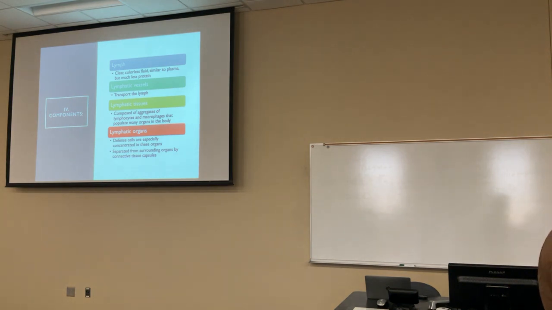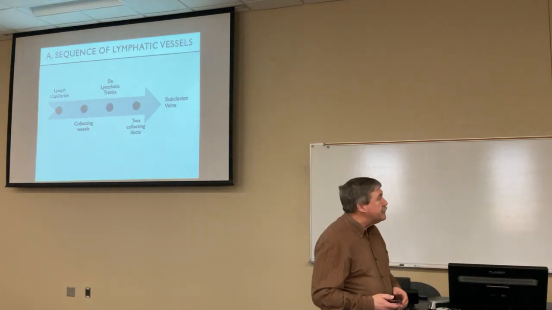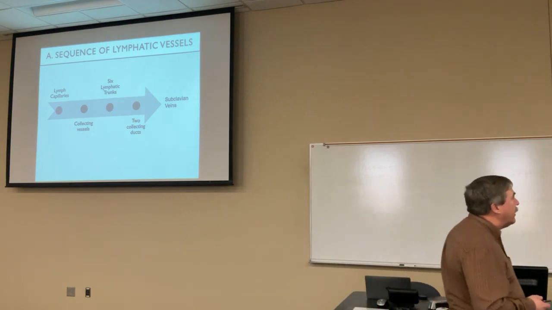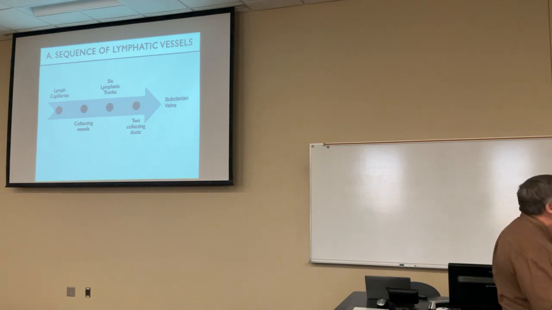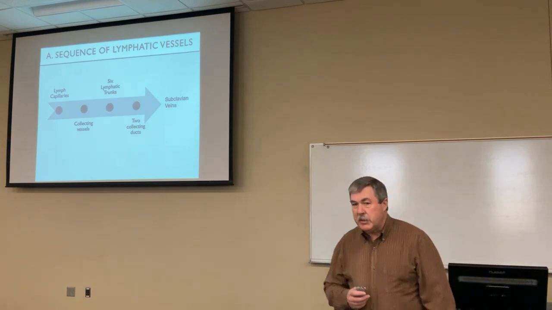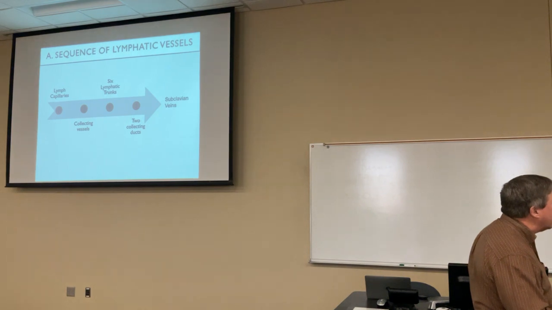And so they're usually separated from other organs by a very distinct layer of connective tissue. All right, so the sequence of the lymphatic vessels, which are just one of the components of the lymphatic system, start with the lymph capillaries. Lymph capillaries is where the lymph is absorbed by the lymphatic system. We'll take a close look at their structure.